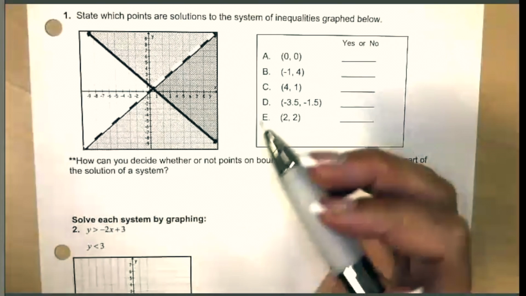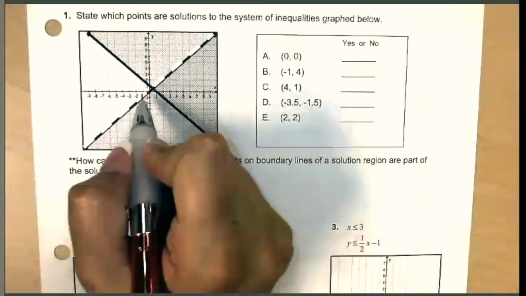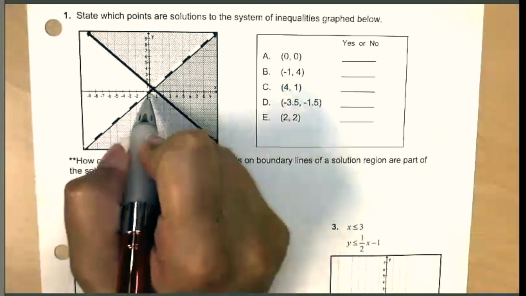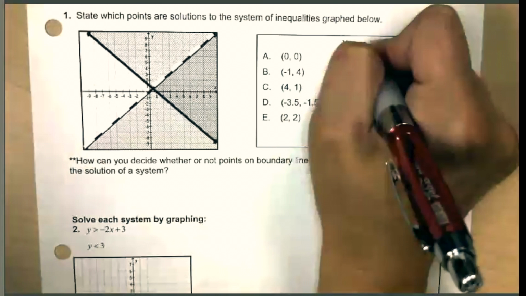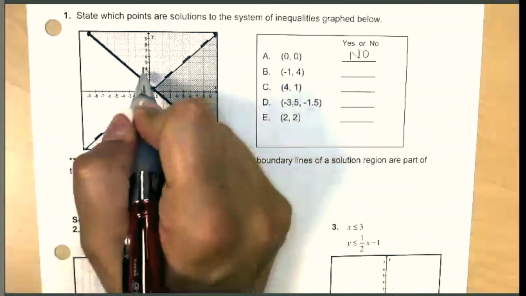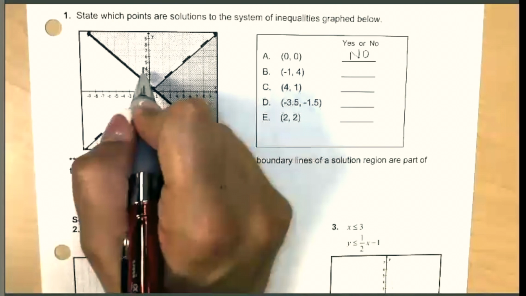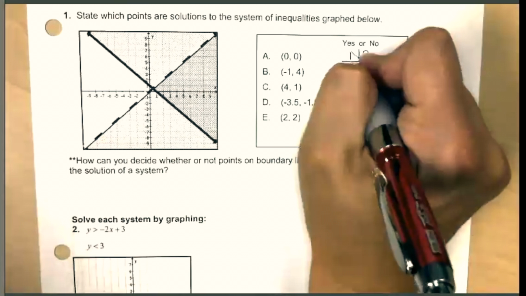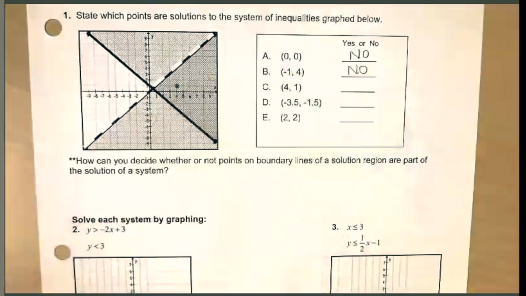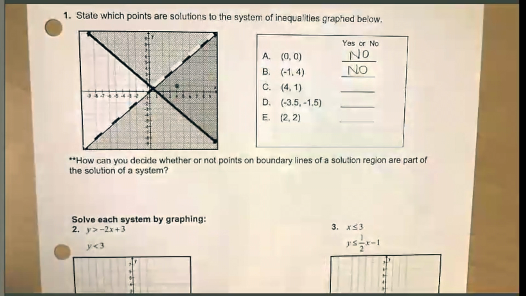So when we look at points to see if they're a solution or not, (0, 0) is out here on the dashed line. It is not a solution. (-1, 4) is a solution to the solid line, but it is not a solution to the system since it's not in the double shaded area. So that would be a no. (4, 1) is right here. That is in the double shaded area. That is a solution.